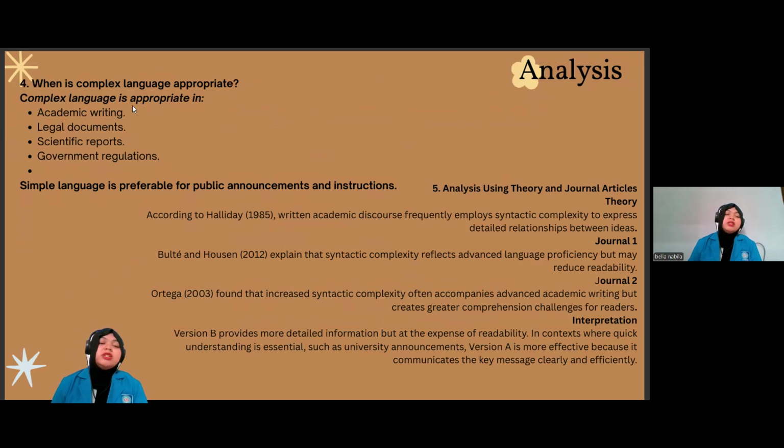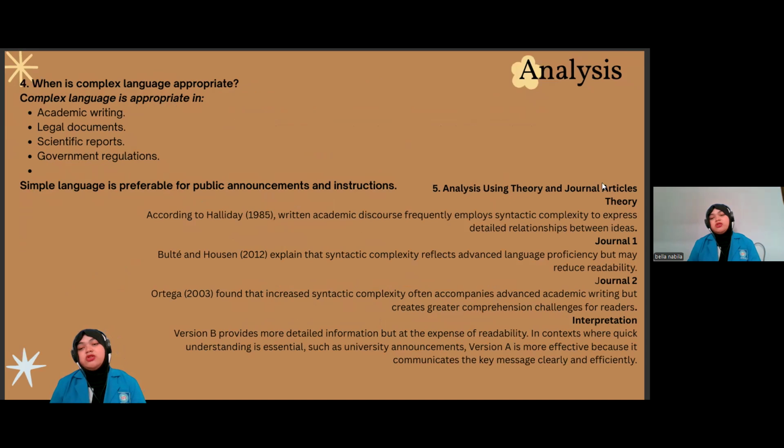Number 4, when is complex language appropriate? Complex language is appropriate in academic writing, legal documents, scientific reports, government regulation. And simple language is preferable for public announcement and instructions.